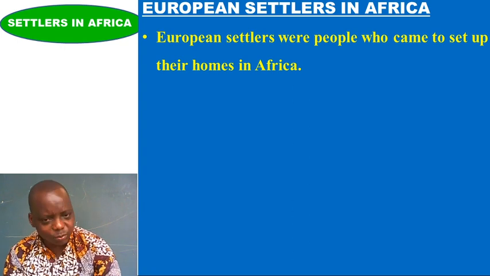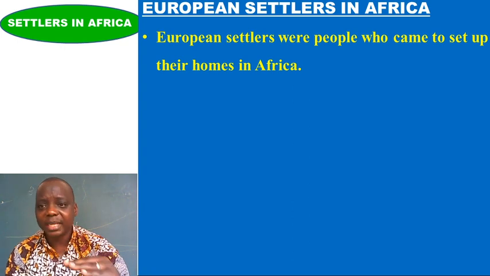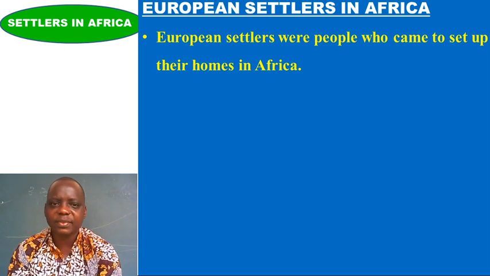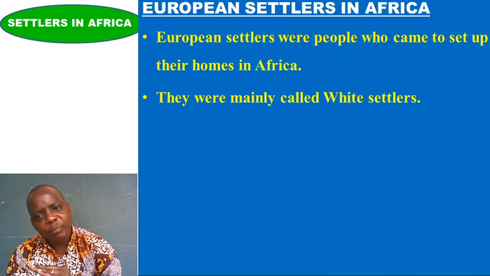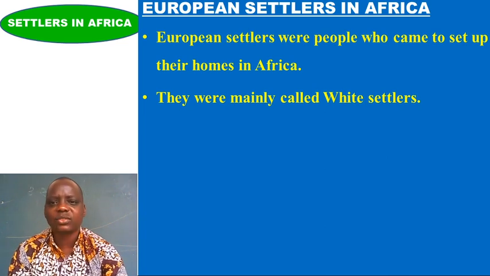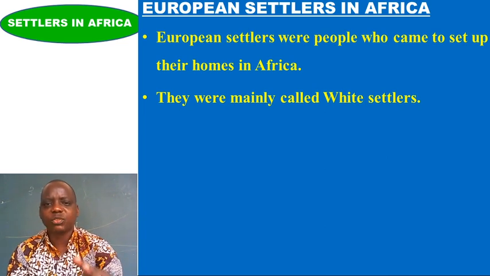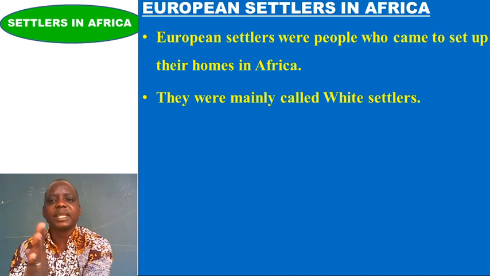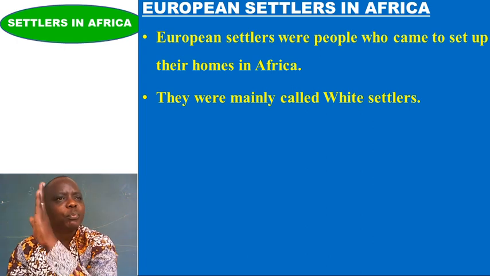Now, the fact that they came to set up their homes in Africa meant that they were not ready to return to Europe, but to settle in Africa permanently. They were mainly called white settlers. Why are we calling them white settlers? Because the occupants or the inhabitants of Europe were purely whites.